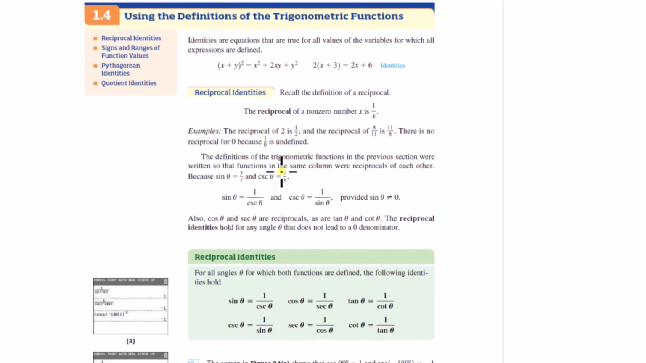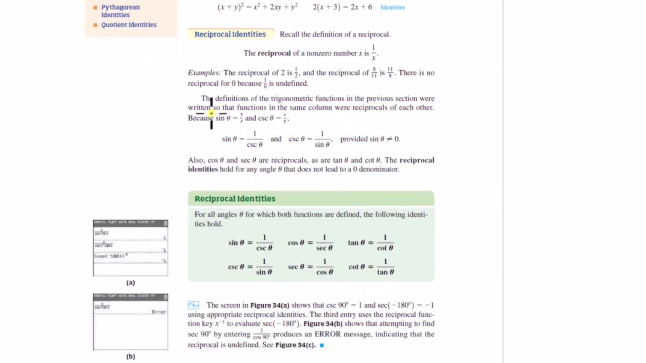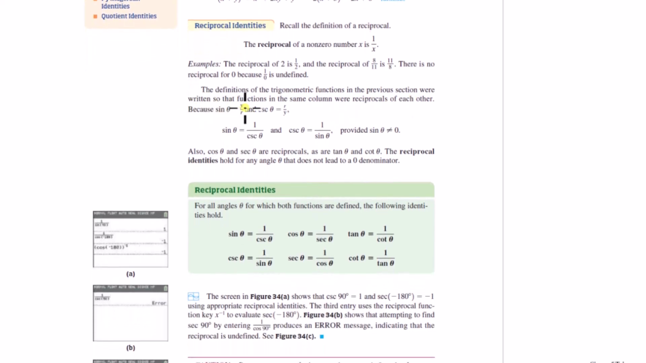The definitions of the trigonometric functions in the previous section were written so that the functions in the same column were reciprocals of each other, because sine theta is equal to y over r, and cosecant theta is equal to r over y. Sine theta is equal to 1 over cosecant theta, and cosecant theta is 1 over sine theta, provided that sine theta is not equal to 0.